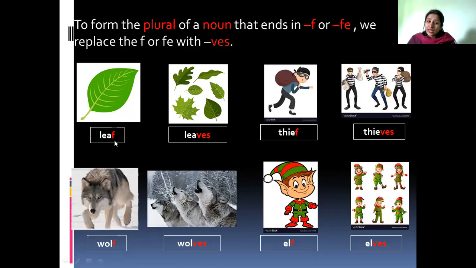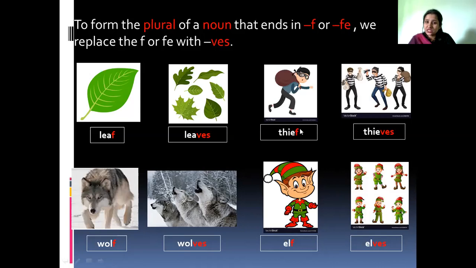If the last letter is F, that time cut that F. Okay, drop that F and join VES. Leave the other spelling like this only. L-E-A-F, leaf. So drop the F, write L-E-A and join VES: leaves. Leaf, leaves. Here, T-H-I-E-F, thief.